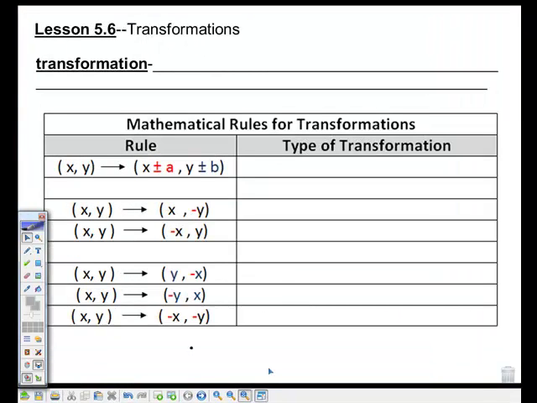Here are your video notes for lesson 5.6, and it will be on transformations.